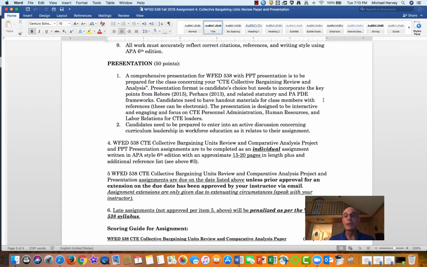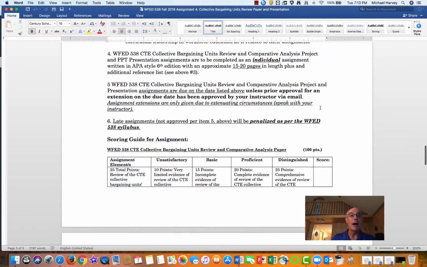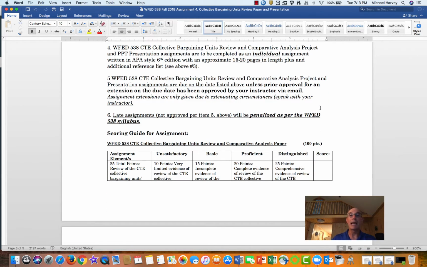Be prepared to enter into an active discussion Q&A with class members on this assignment. Collective bargaining, again, 15 to 20 pages. This is also following APA writing conventions with an additional page or two as needed for appropriate reference listing. Collective bargaining papers are due on the due date listed, unless there are extenuating circumstances that are approved by your instructor prior to the assignment due date, and then late assignments are penalized.